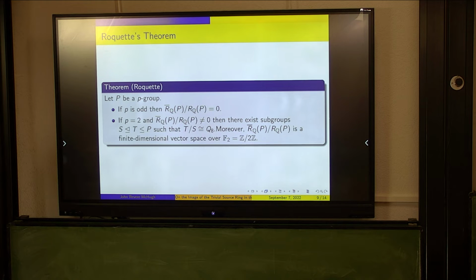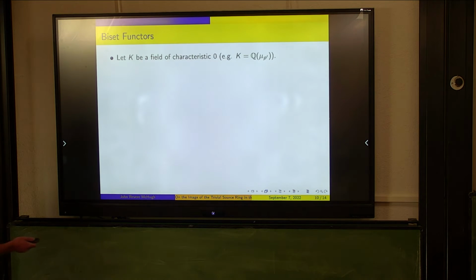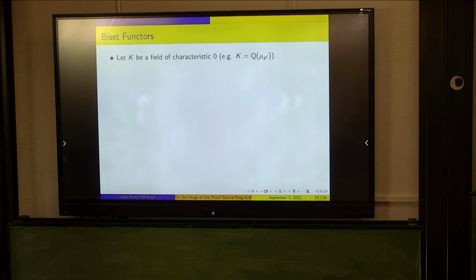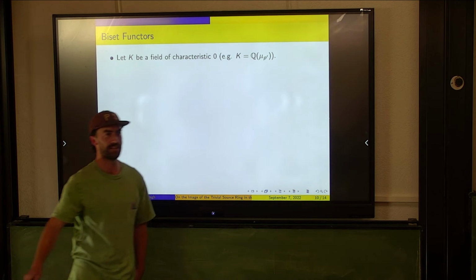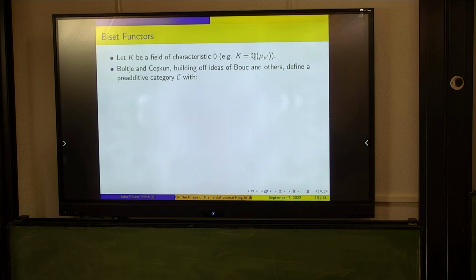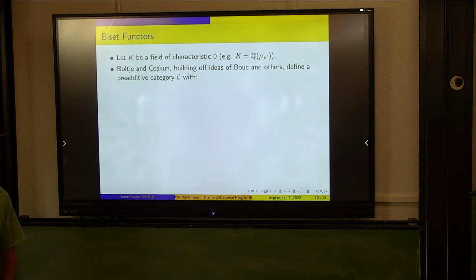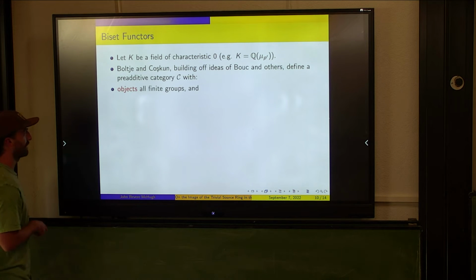The way to make that formal is by using the language of biset functors. So I'm not going to try to give the actual formal definition because I think having an intuitive informal definition is better for this stuff. So let's start with K, a field of characteristic 0, for example, this field we've been using. My advisor Robert Boltje and Josh Kuhn, building off of ideas of Serge Bouc and others, have defined a pre-additive category C. The objects of C are all finite groups.